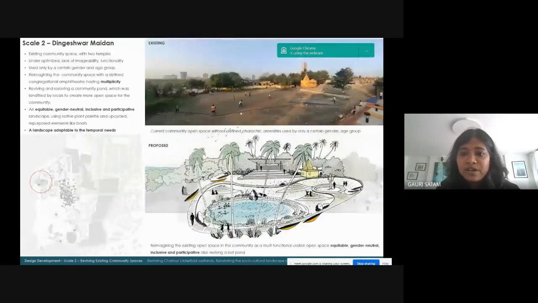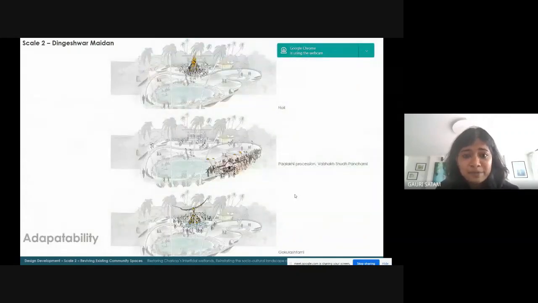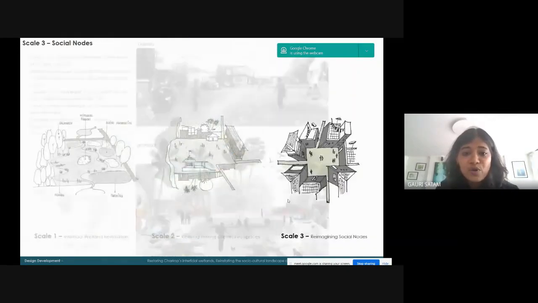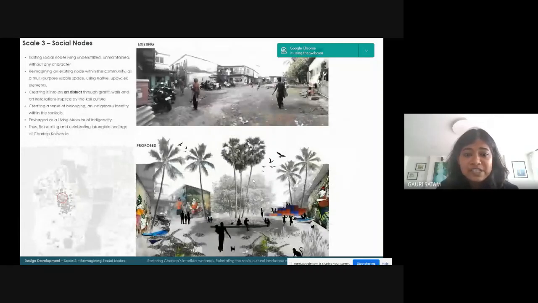It is about, taking the case of Dingeshwar Talao, Dingeshwar Maidan, how it can be repurposed into something on these grounds, where it again accommodates adaptability and meets the different needs of the community. Coming to my scale number 3, which is more about visualizing the whole area like an art district, of celebrating the rich culture and having the multiplicity within these smaller nodes as well.